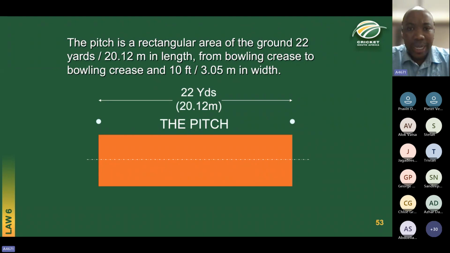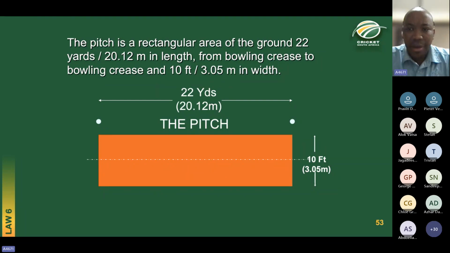It's not always available, the resource of ground staff at a club cricket field, but then you will put the onus on the home captain to either call their ground staff. They might be working at another field or at another club, or if they cannot get a hold of the ground staff, then they, as the home team, need to be able to change those measurements under your supervision to be correct.